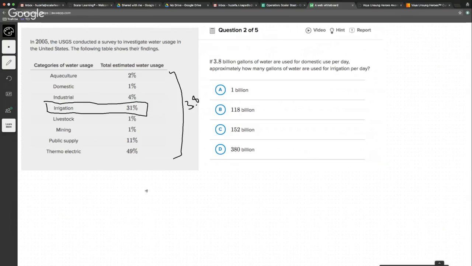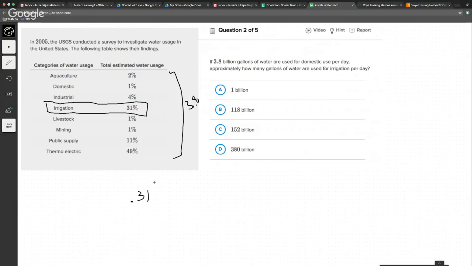So we're going to take 31% of 3.8. Now, you can use a calculator. I'm not going to because I don't have one right now. So we can simply multiply by 0.31. It's a great trick: you take the percentage and turn it into a decimal by moving the decimal spot twice, and then you just multiply it by 3.8 billion.